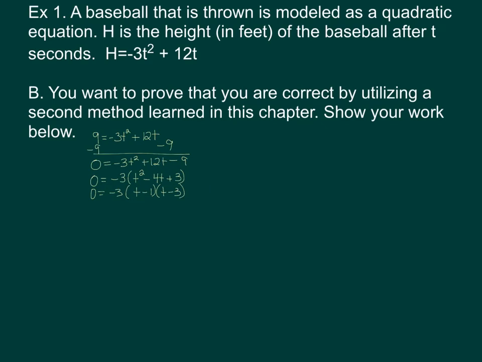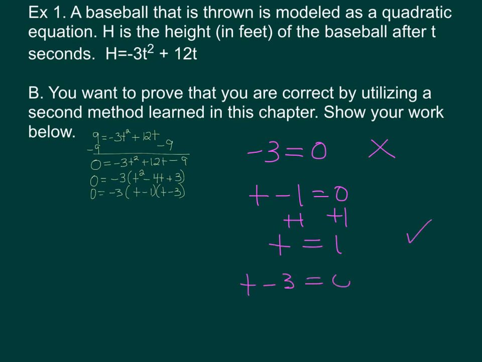Okay, now that I've done that, I'm going to take each of them and set it equal to 0. So negative 3 equals 0, never, so that's nothing. T minus 1 equals 0. Add 1 to both sides, and you get t is equal to 1. Check. We saw that on the graph. T minus 3 is equal to 0. Add 3 to both sides, and you get t is equal to 3. Check. So there we go.